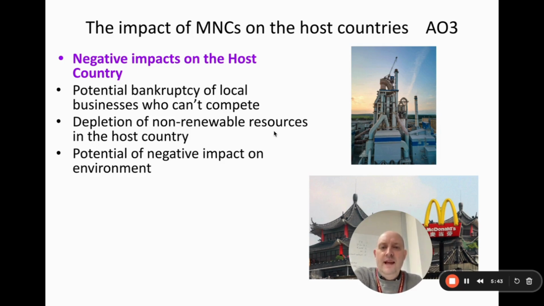Possible negative impact on the environment. There's something where you can export pollution. So if they're currently producing in a country with strict environmental laws, and then they move their factory to a country with weaker environmental laws, then all they're doing is moving the country that they pollute in. So this would be potentially bad for the host country because pollution levels would go up.